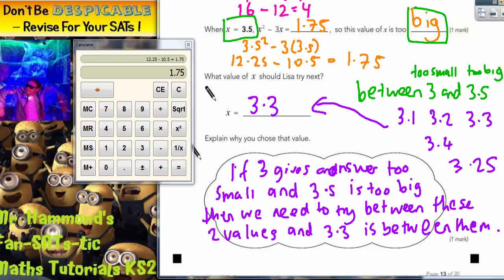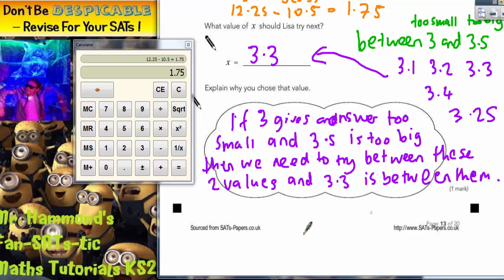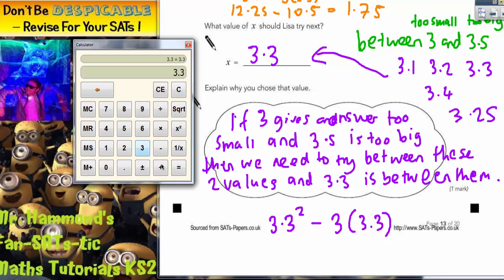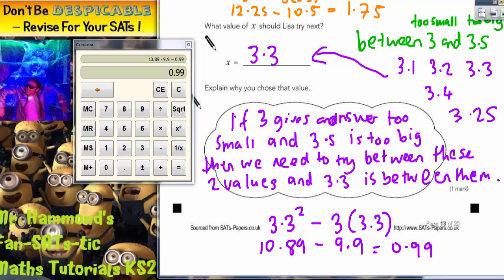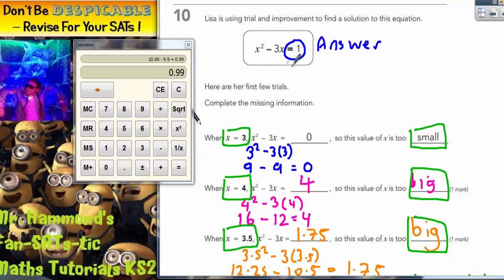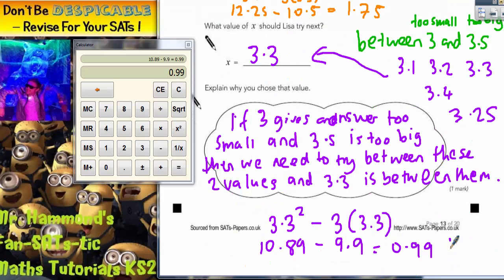If you do want to see what would happen if you tried 3.3, it's 3.3 squared, subtract 3 lots of 3.3. So if you work that out, 3.3 squared, 3.3 times 3.3 equals 10.89. 3 lots of 3.3, you can probably do in your head, is 9.9. So we've got 10.89 minus 9.9, and that comes to 0.99. Remember, we're trying to make 1, all the way back at the question. So that's still actually a little bit too small.